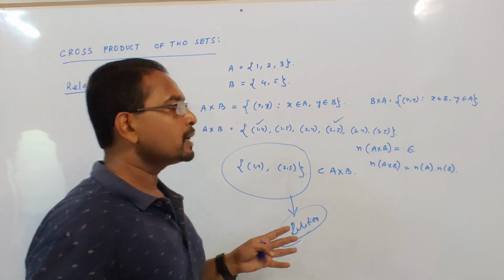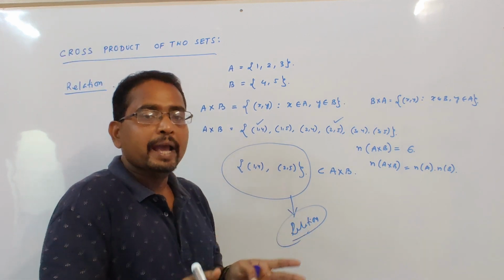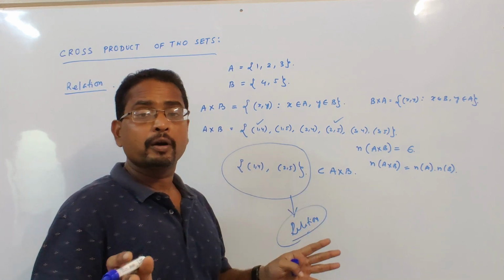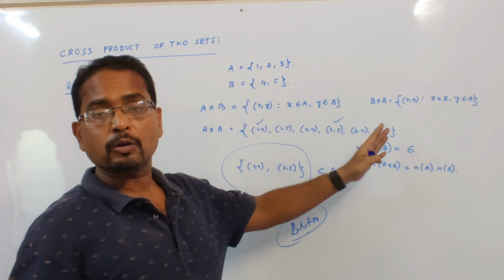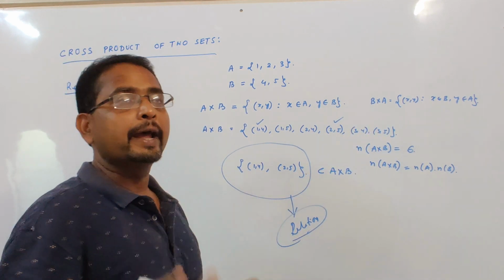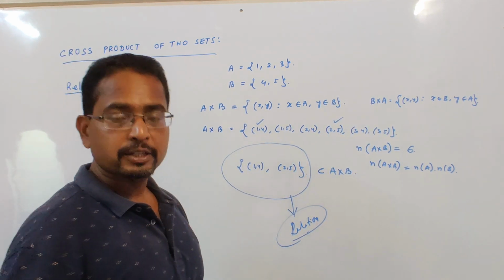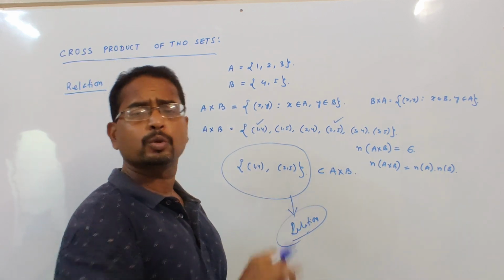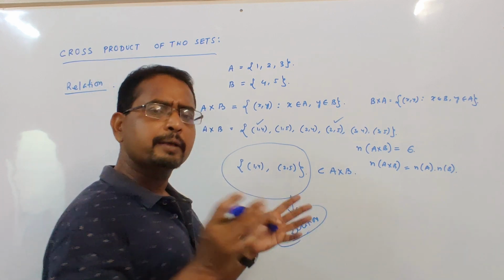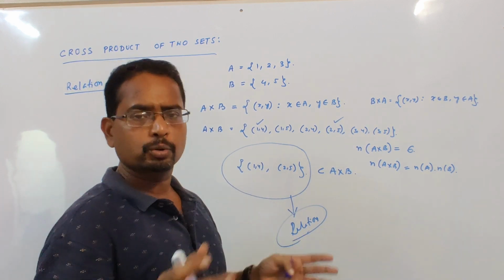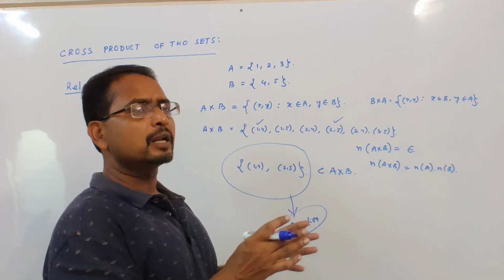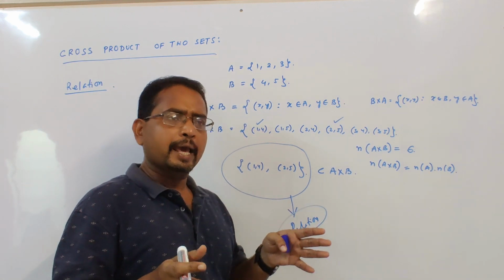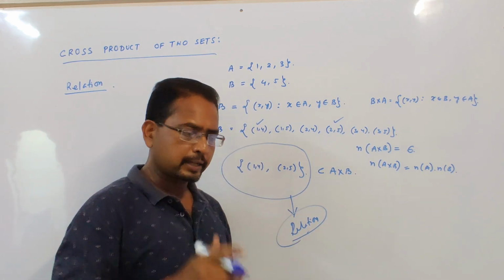So from here we can know how many elements there will be in the cross product of two sets without forming the cross product of those two sets. If we are interested in knowing how many elements there will be in the cross product of two sets, we just have to multiply the cardinal numbers of those two sets. The product of the cardinal numbers of those two sets will give us the number of elements in the cross product of the two sets. Let's have a few examples.